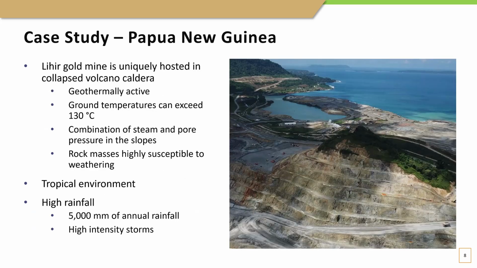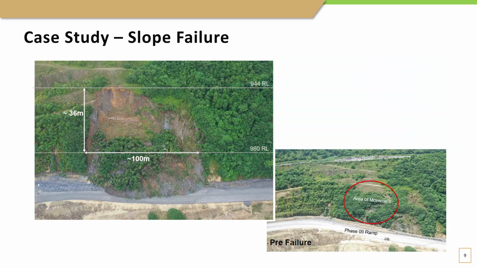Let's move on to a case study. This mine is hosted in a collapsed volcano that is geothermally active, with ground temperatures exceeding 130 degrees in some places. Pore pressures are a combination of steam and water. Rock masses are highly susceptible to weathering, and the environment is tropical, with in excess of 5 meters or 5,000 millimeters of annual rainfall. A 36 meter high slope failure that's 100 meters wide occurred at this mine, and you can see that there's a lot of vegetation in the slope.